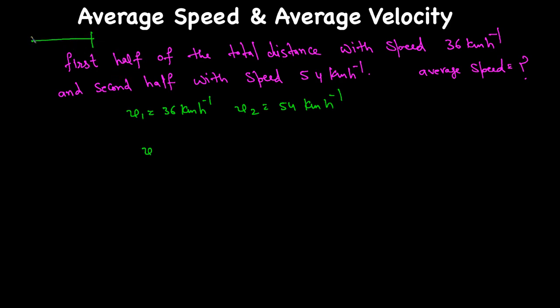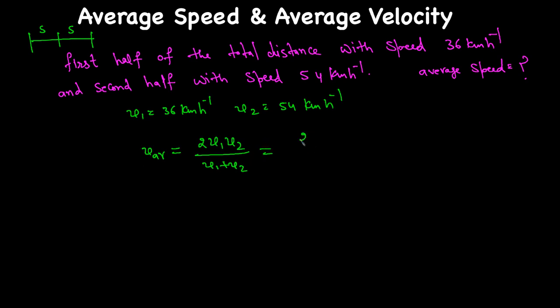So if this is the total distance, this is the half, so the distance is the same. This is s, this is s. So what was the formula for average speed? V average is going to be 2 v1 v2 over v1 plus v2. We don't even need to know the distance, we can find the speed here. So you plug in these numbers and solve it, you get the answer.